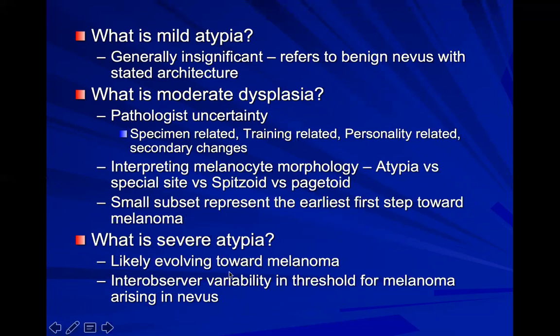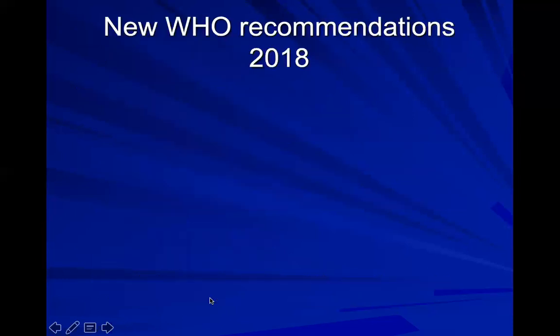What is severe atypia? Severe atypia should be reserved for things that are likely evolving towards melanoma, or where a set of pathologists might consider it early melanoma arising in a nevus, or an atypical nevus with areas that resemble melanoma. There is a lot of inter-observer variability here, but if you think about the possibility of melanoma arising in this nevus, then you are in this category.